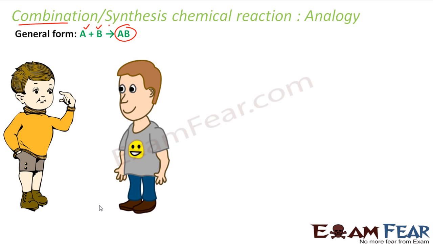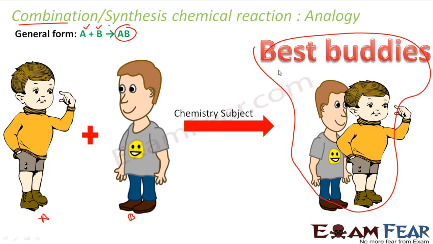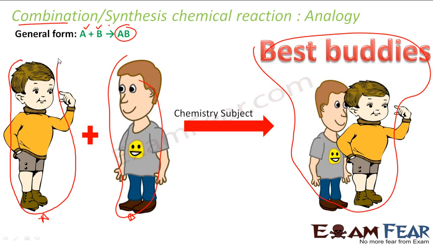So the analogy is there's one guy, there's another guy, there are 2 guys, you can say A and B. Now they both like the chemistry subject, and you see, they become best buddies. So this is one compound. There were 2 compounds A and B, there were 2 students A and B, and they became one identity, that is, they became best buddies, right? They became best buddies because of the chemistry subject. So there were 2 things and that became one thing. That is the example of synthesis or a combination reaction.